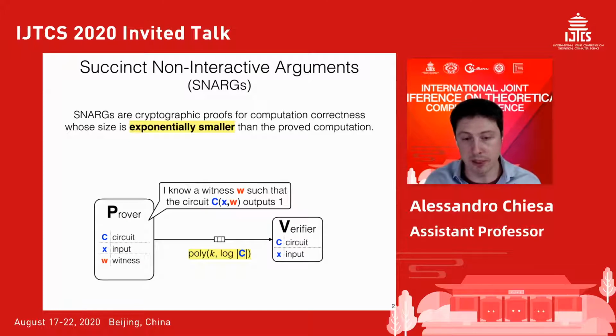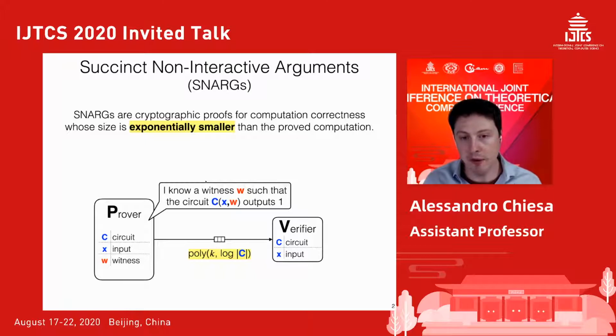So how does it look? Here's a diagram for it. You have two algorithms. You have the prover and you have the verifier. The prover wishes to convince the verifier of a certain statement. Here it is. Given a circuit C and a public input X, the prover wants to convince the verifier that it knows a witness W, usually secret, such that the circuit accepts the input X and witness W, okay?